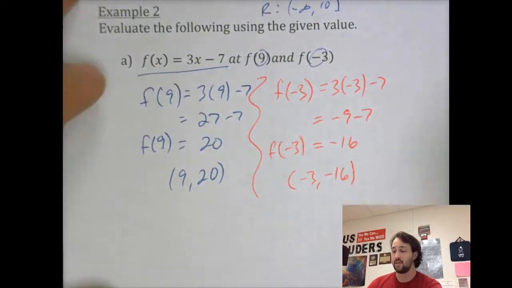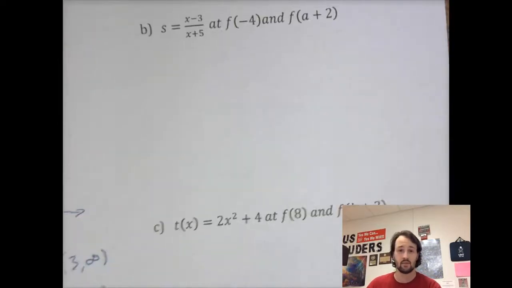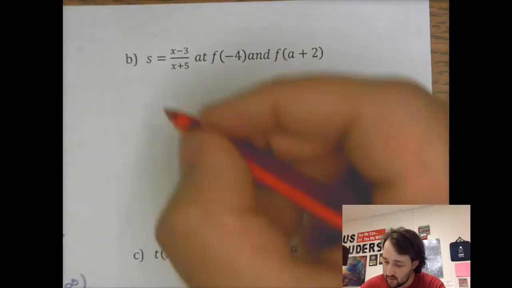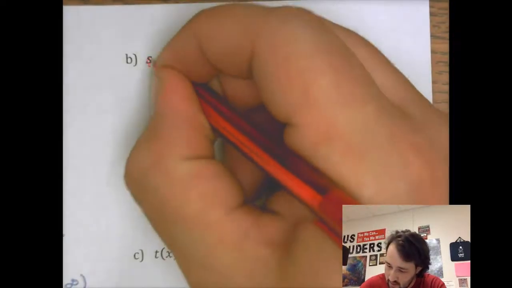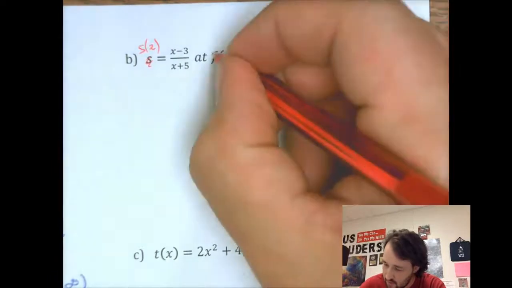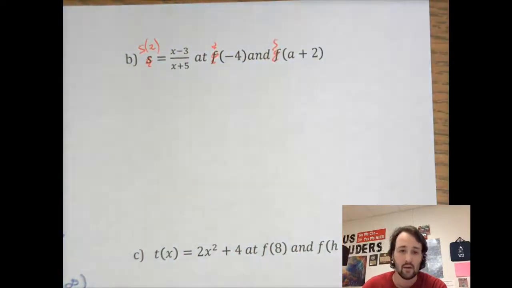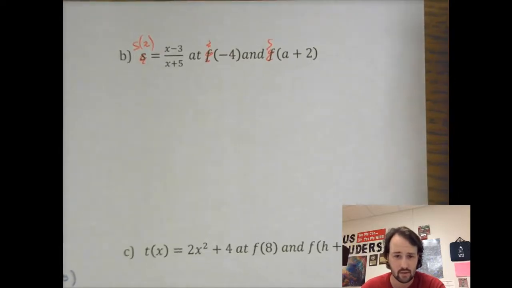That's it. All right, moving on. We're almost done. Doing good. Okay, so I have s. I should have written this as s of x. I messed up, I'm sorry. And s of -4 and s of a plus 2. I did it on the next one too.